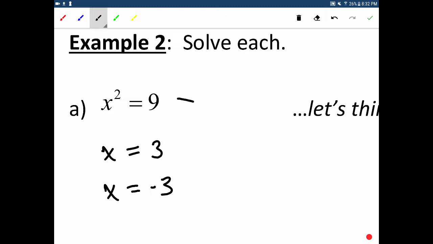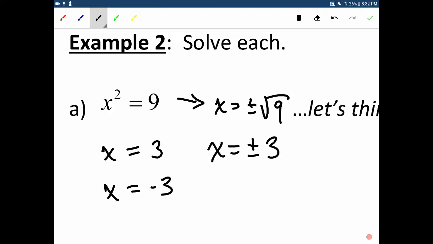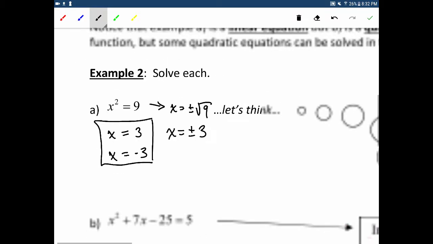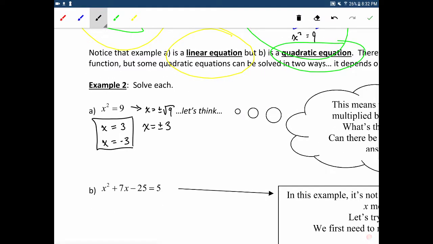So when you get to a part where you have x squared equals a number, what you're going to do is you're going to say that x is equal to, and what we do is we write plus or minus the square root of that number. So in this case, we get plus or minus 3. So x is plus or minus 3, which just means x equals 3 or x equals negative 3. So there are two solutions in this case. All right?